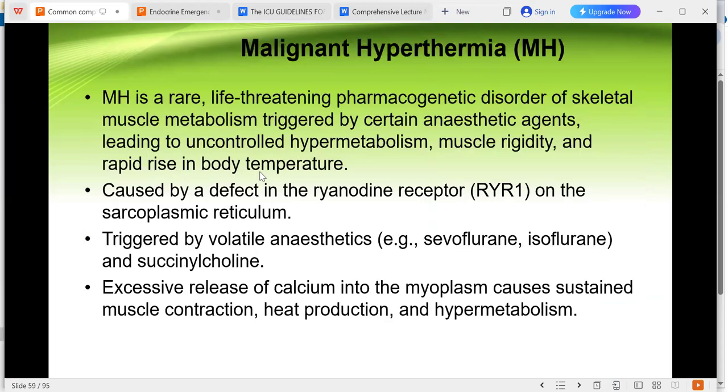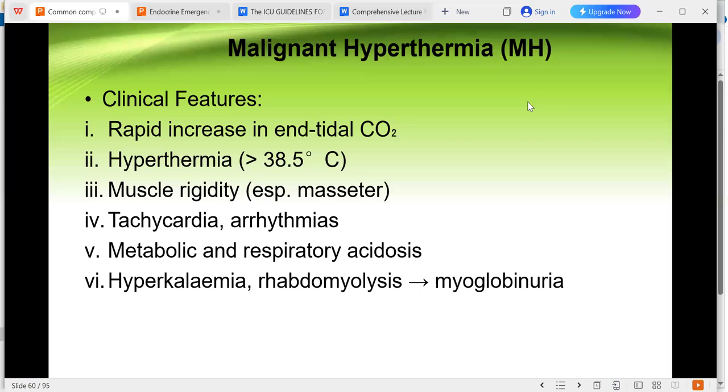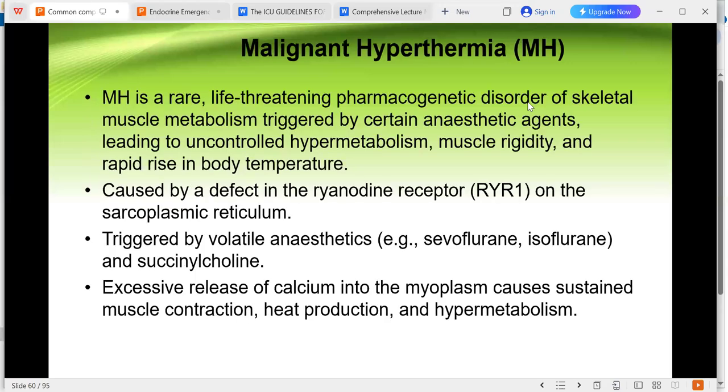All right, so a very important temperature regulated complication is MH, malignant hyperthermia. Malignant hyperthermia, although rare, is a life-threatening pharmacogenetic disorder of the skeletal muscle metabolism, usually triggered by certain anesthetic agents, and this leads to uncontrolled hypermetabolism, muscle rigidity, and a rapid rise in body temperature.